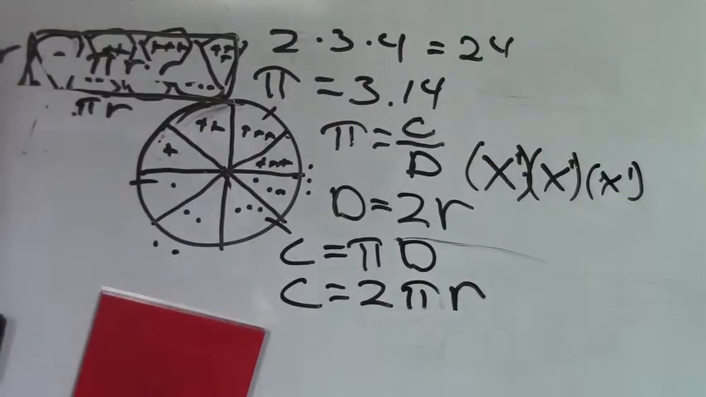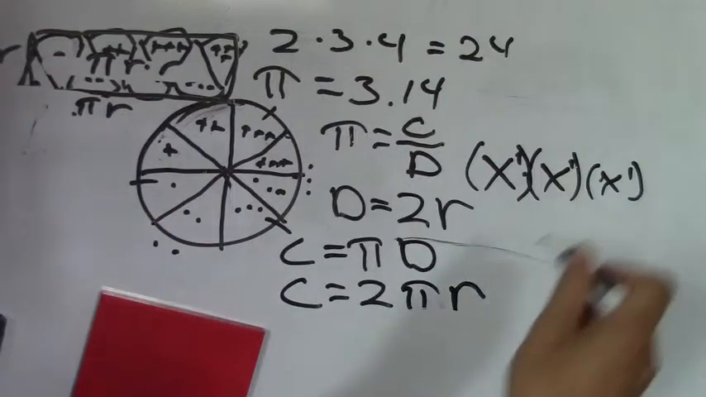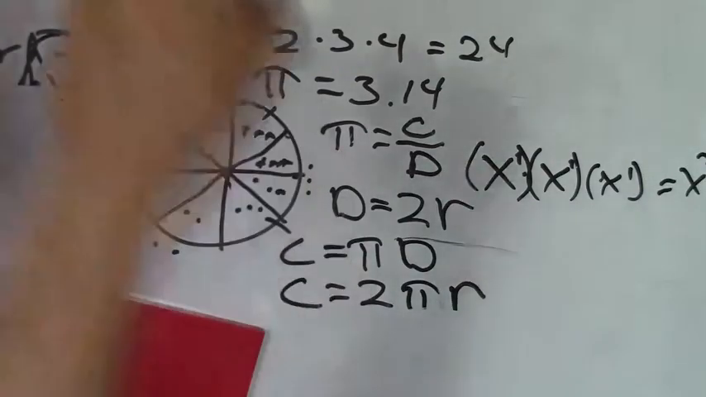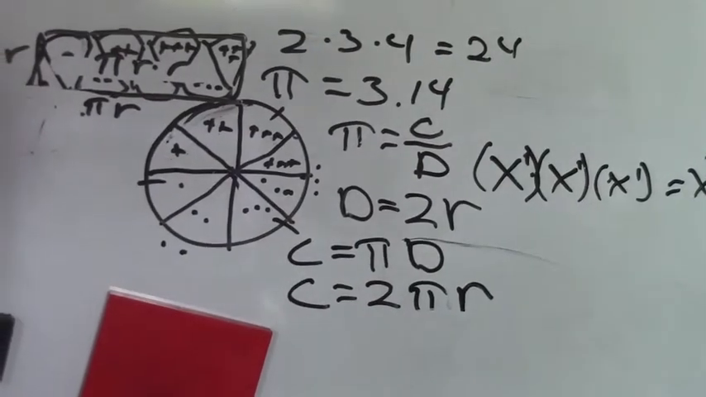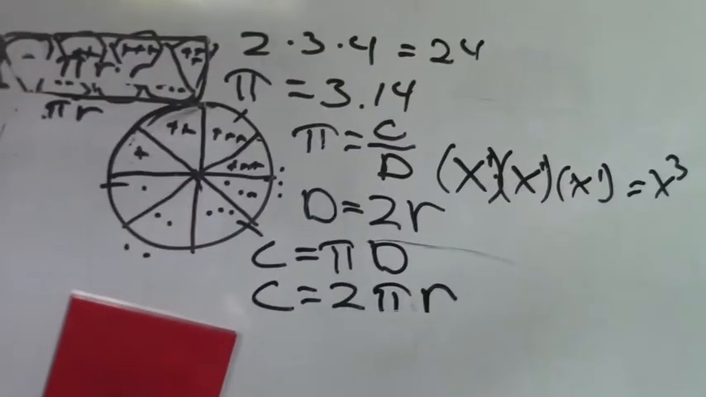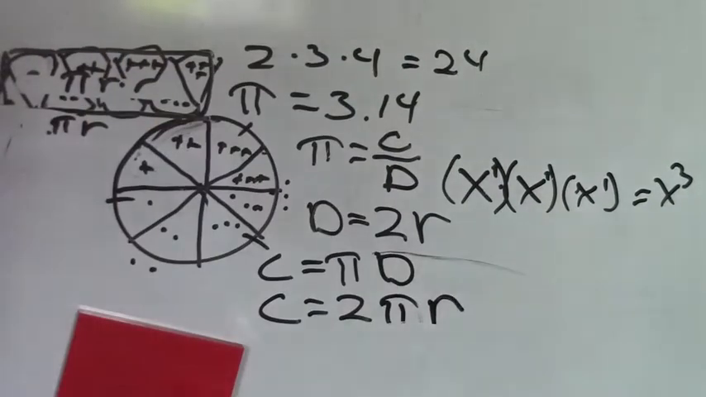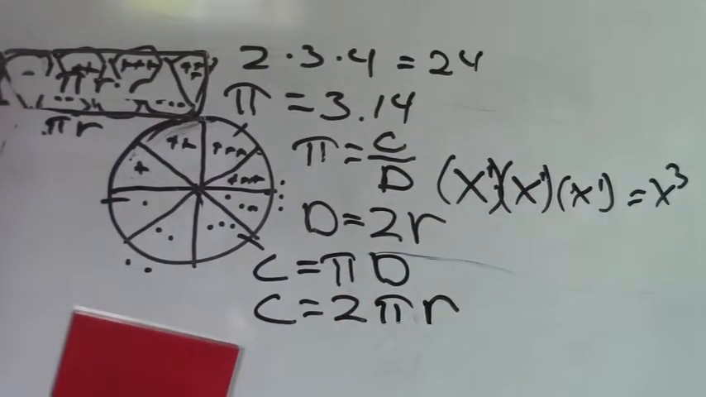What's x times x times x? X times x times x is... wait a second. Can you say it right? X to the third. There you go. We could also call that x cubed, right? So what happens when I have exponents like that? You add them up. There you go.